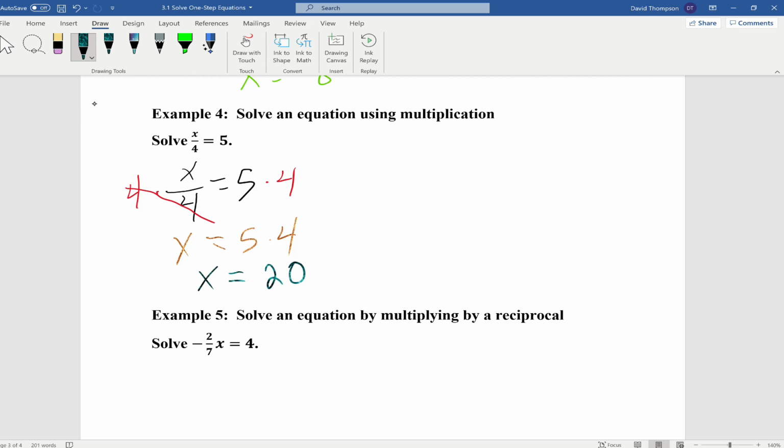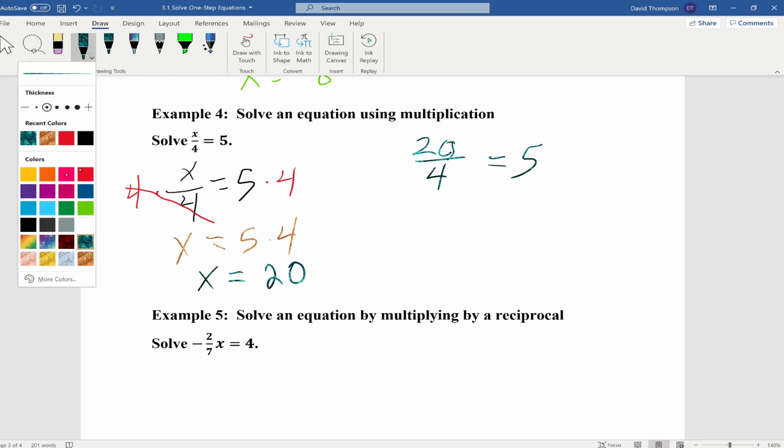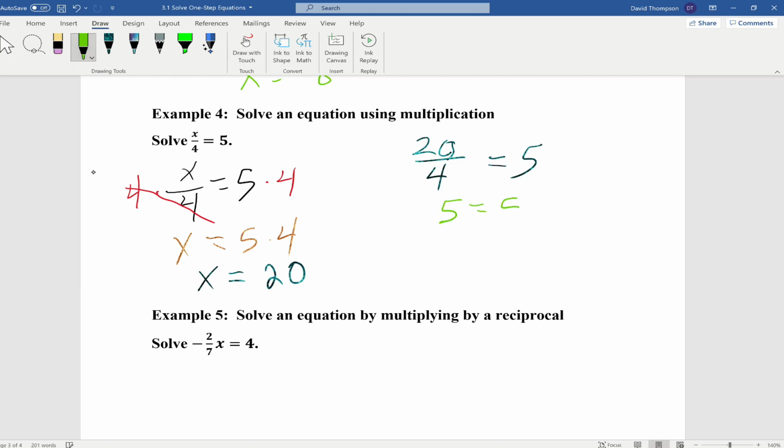To double check, we just plug into the original equation. So we're going to plug in 20 divided by 4, and we'll see that equals 5. 20 divided by 4 is 5. So we end up with 5 equals 5 on both sides, and we check out.